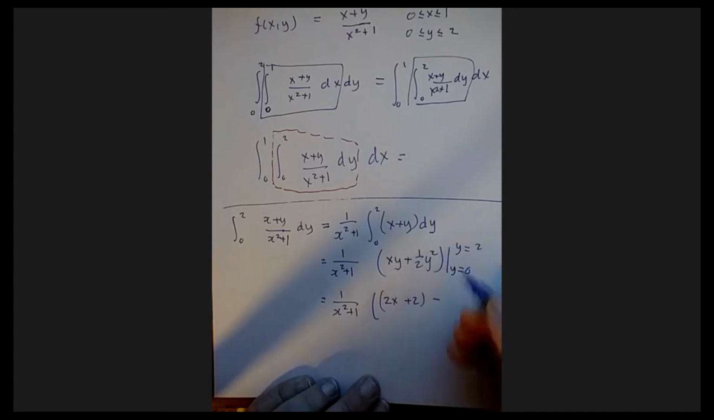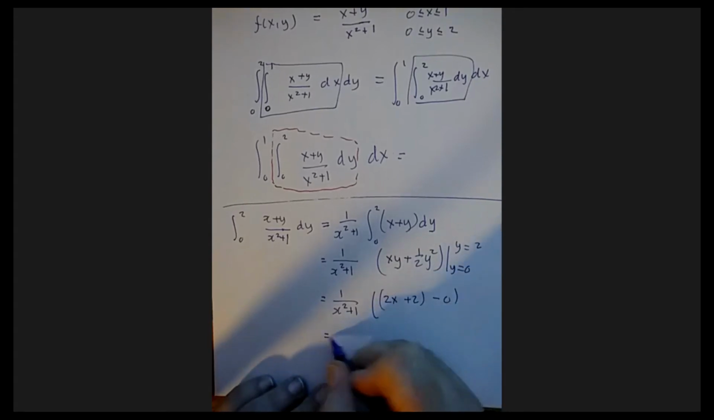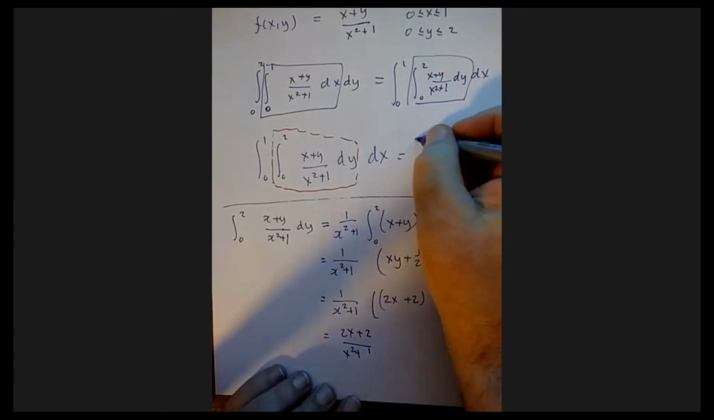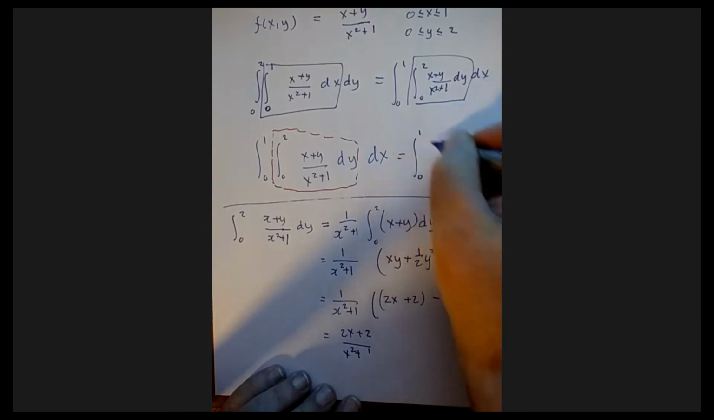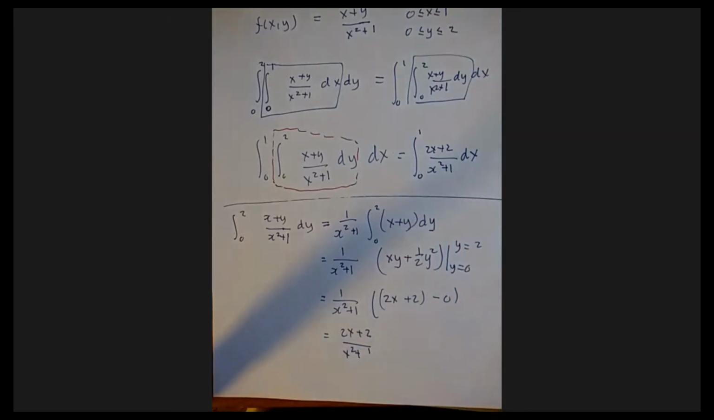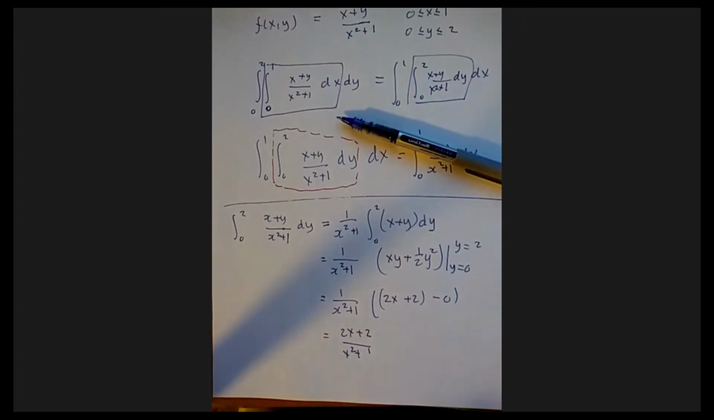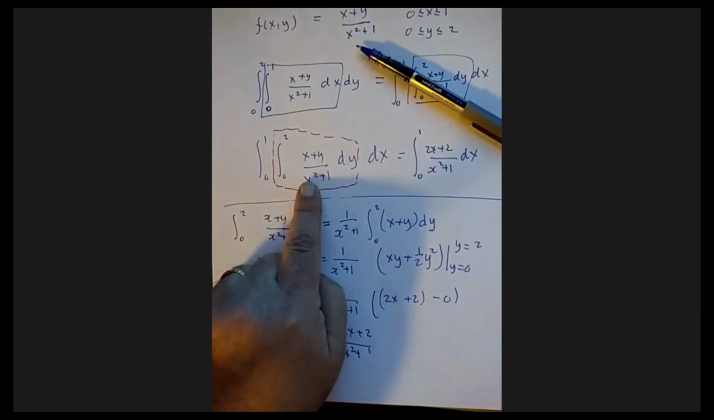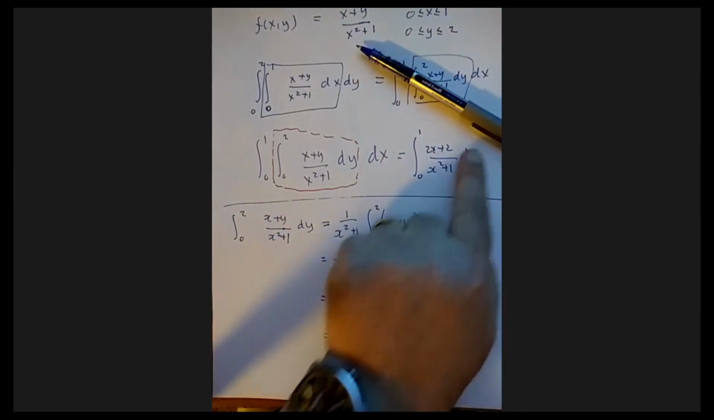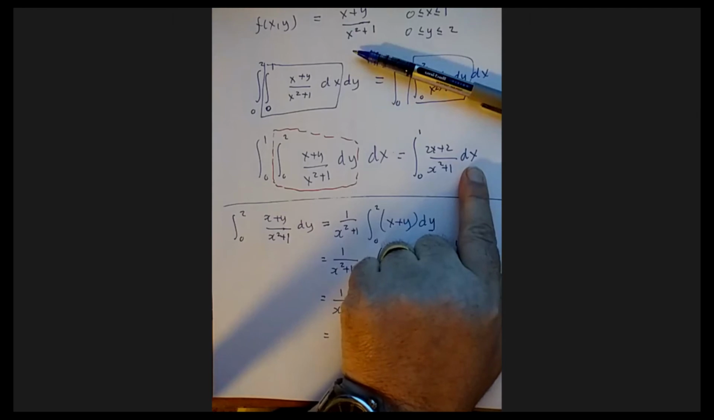Subtract nothing. So we are left with (2x plus 2) over (x squared plus 1). So this integral now becomes the integral from 0 to 1 of (2x plus 2) over (x squared plus 1) dx. Now, if you've done this process correctly, once you've done one of the two integrals, the guy that's left should have nothing but x's in it.